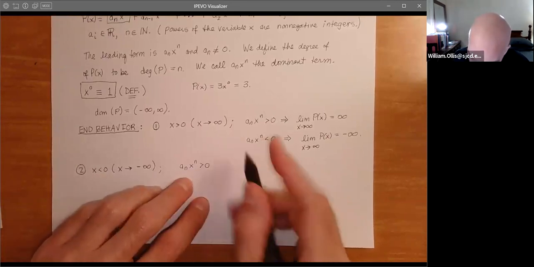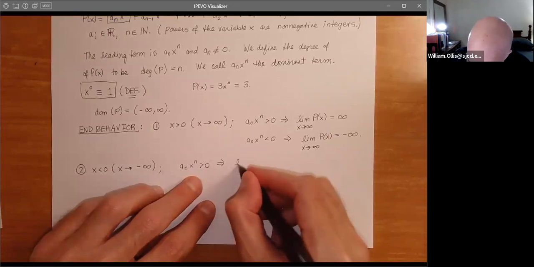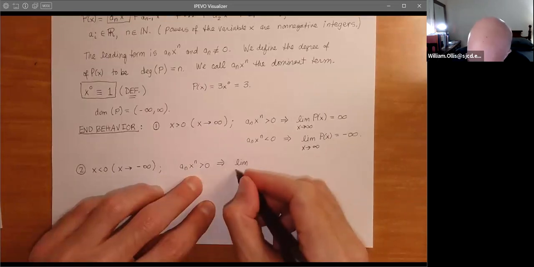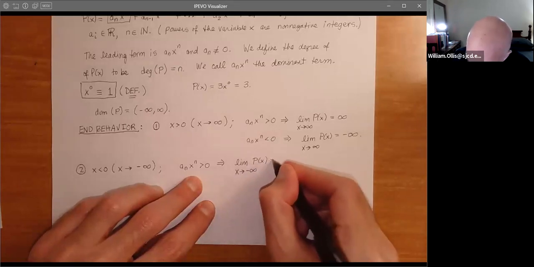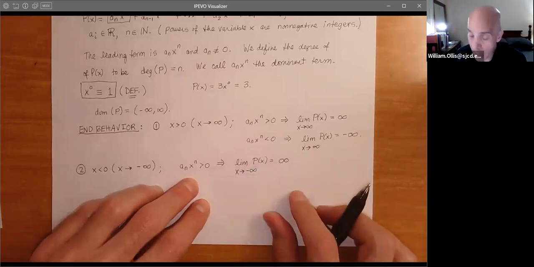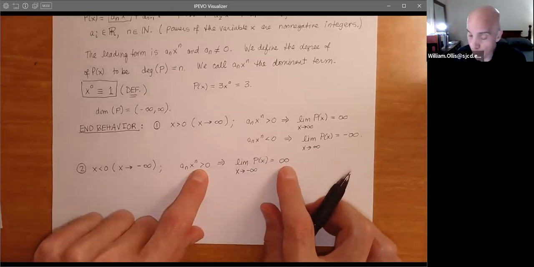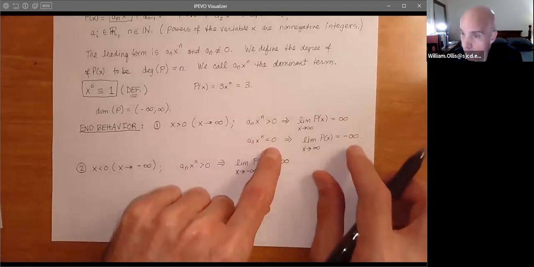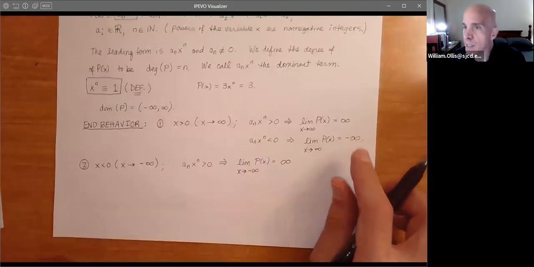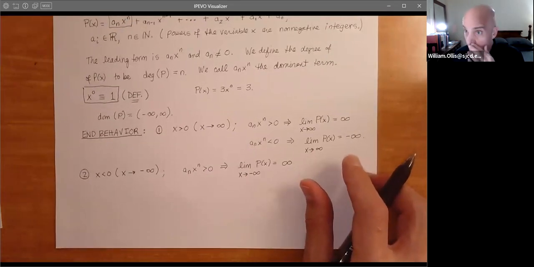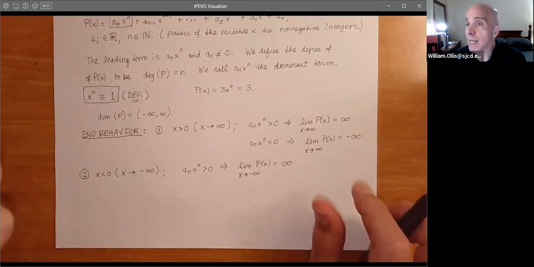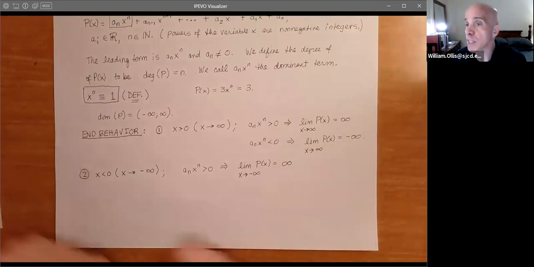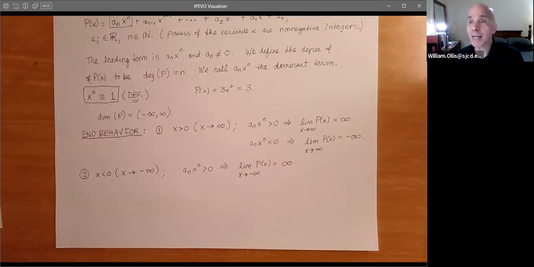If the leading term is positive, then this implies that the limit as x approaches negative infinity of p of x will be positive. That is positive infinity. So positive, positive, negative, negative. Again, just because x is approaching negative infinity doesn't mean that the values are becoming negatively infinite. It just depends on the dominant term. There could be a negative sign in the dominant term that flips the sign.